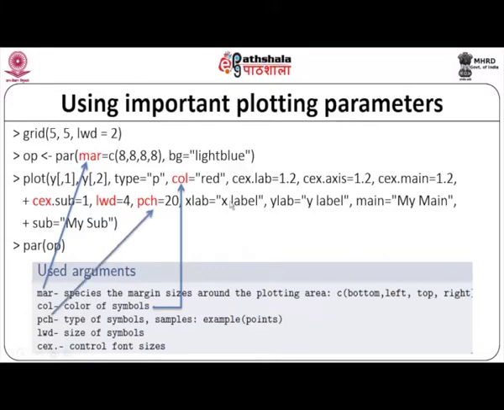Then we have PCH, which indicates the type of the symbol in the example points. We have the LWD parameter, which indicates the size of the symbols, and then the CEX parameter that sets the font size. These are all various other plotting parameters with which you can make the plot look more beautiful.